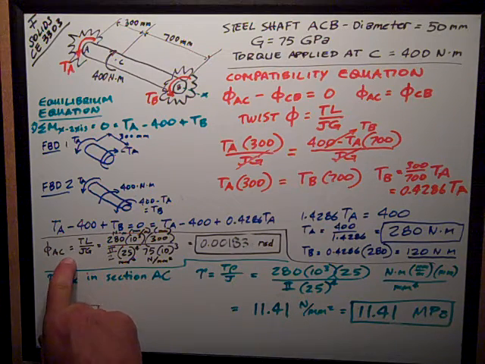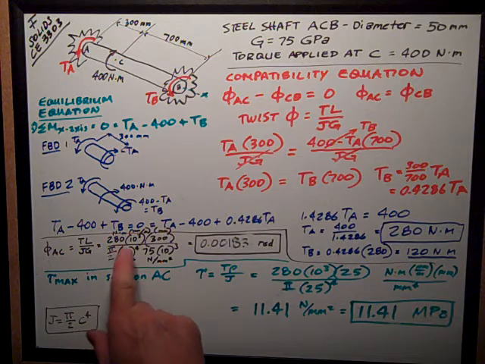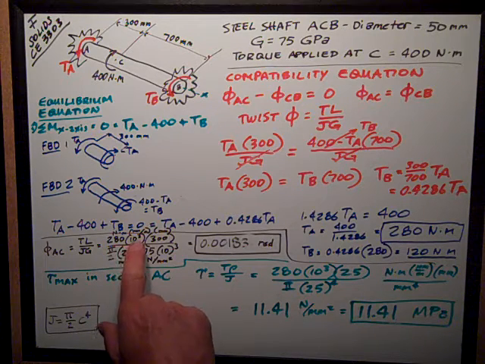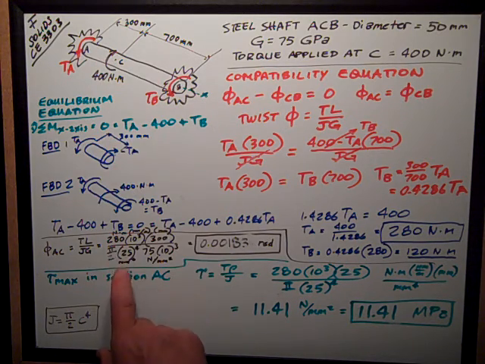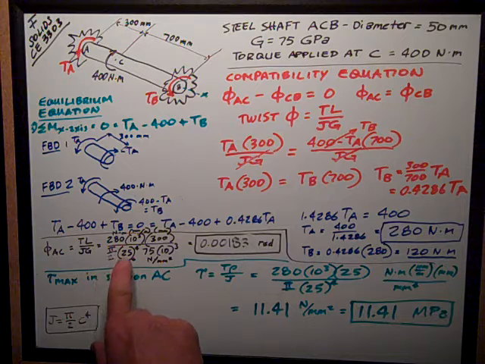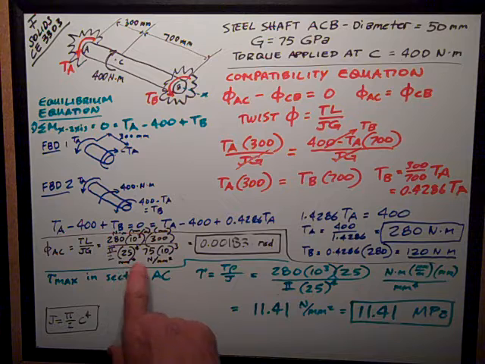Then I was asked, what's the twist in section AC on the left end? That's the torque times the length divided by JG. Got to get my units correct. 280 Newton meters times 1,000 for millimeters per meter times 300 millimeters long divided by J, which is pi over 2 times the radius to the 4th power. It's pi over 2 times 25 to the 4th. That's millimeters to the 4th.